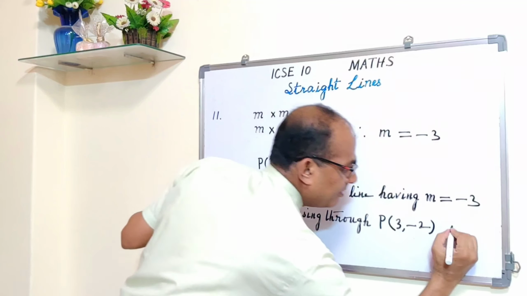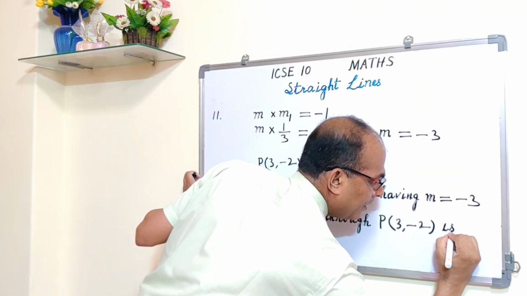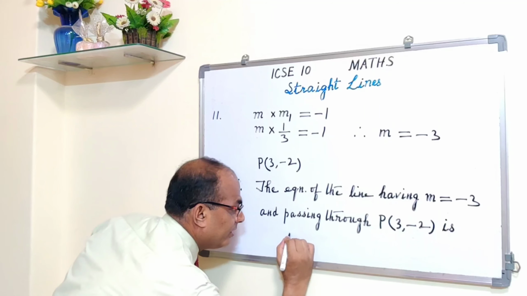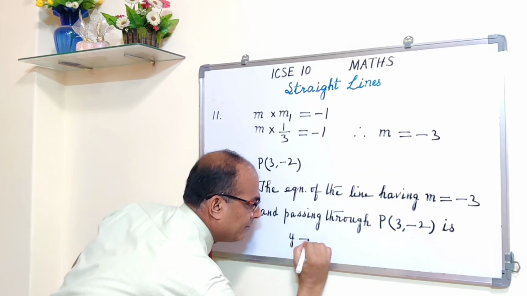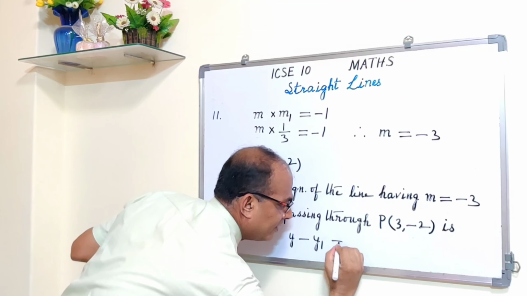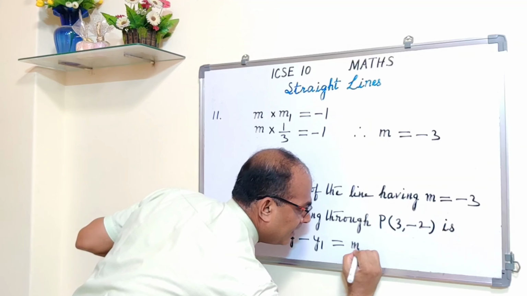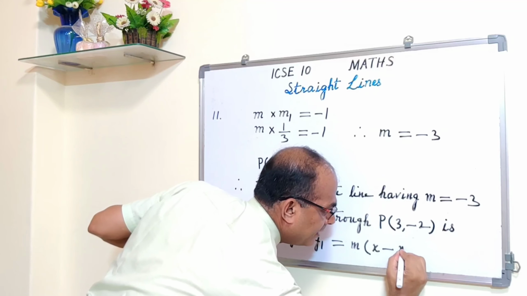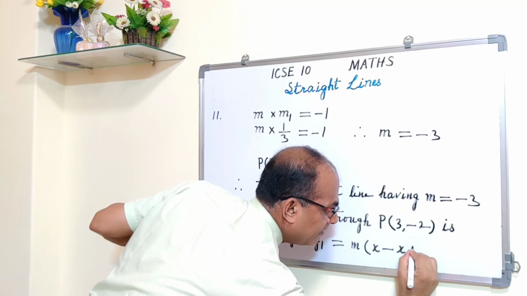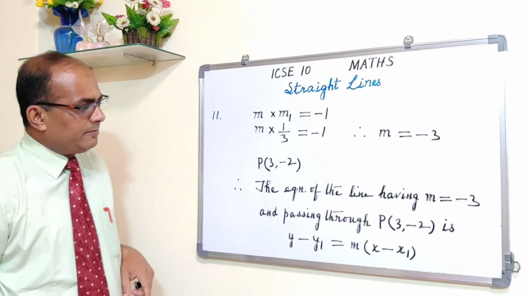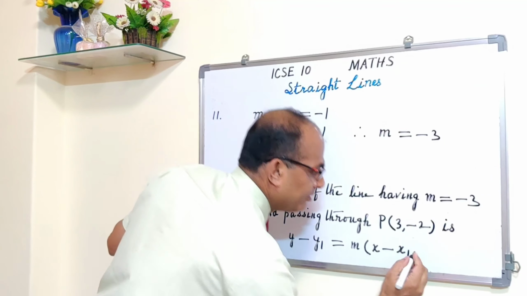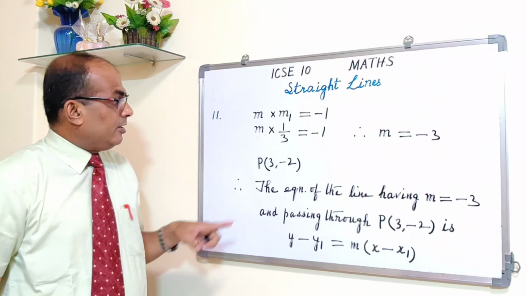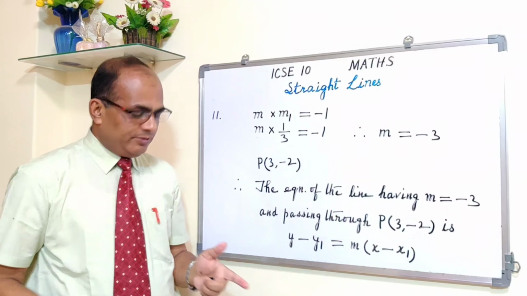is given by the formula y minus y1 is equal to m into x minus x1. This is called slope point form. Is that fine? The point is this, x1 y1, the slope is this. We'll substitute and we'll get the result.